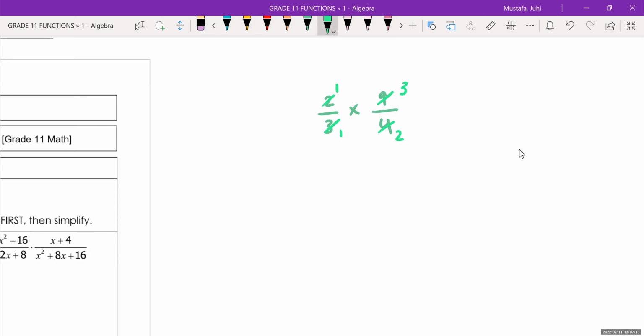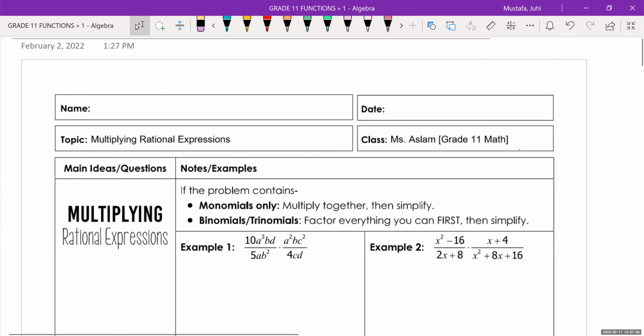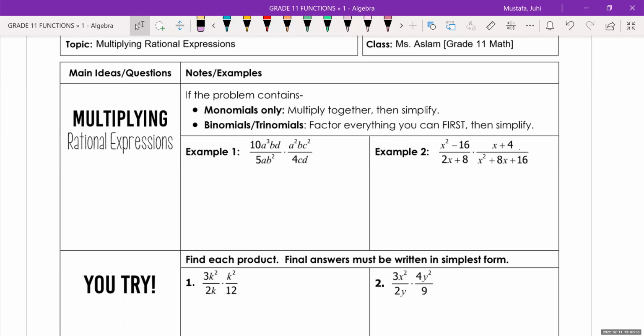Perfect. So we're actually going to be using a similar concept when we're multiplying rational expressions, except now we can cross out entire letters and binomials, just like yesterday. So take a look at the notes here. If the problem contains just monomials, then we're going to multiply everything together and then simplify. If it contains binomials and trinomials, we'll factor everything and then simplify.